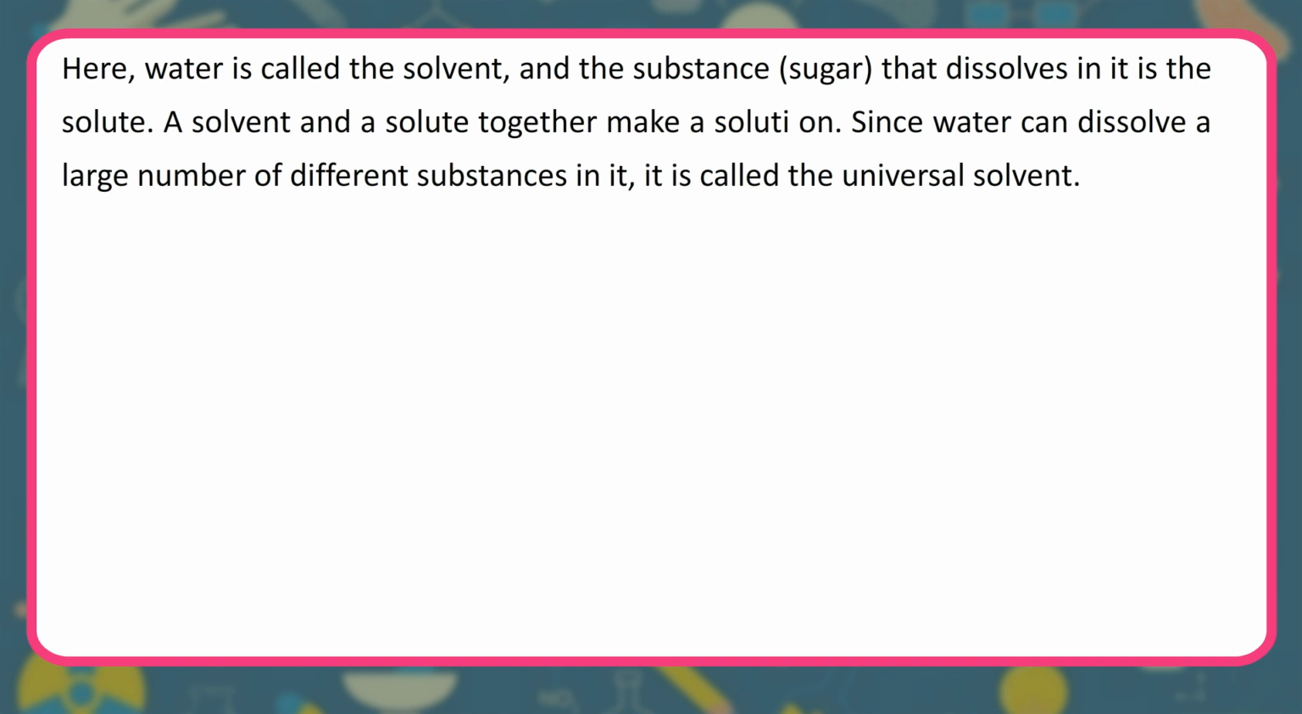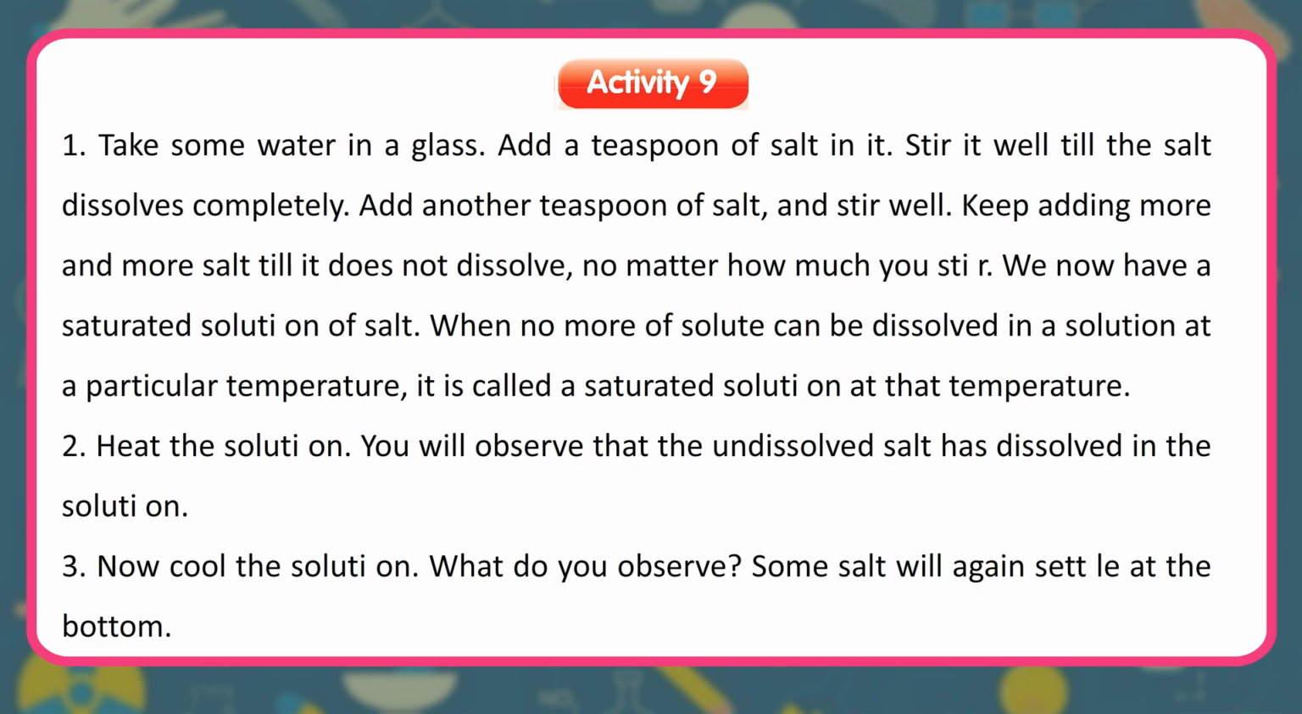Since water can dissolve a large number of different substances in it, it is called the universal solvent. Activity 1. Take some water in a glass. Add a teaspoon of salt in it. Stir it well till the salt dissolves completely. Add another teaspoon of salt, and stir well. Keep adding more and more salt till it does not dissolve, no matter how much you stir. We now have a saturated solution of salt.